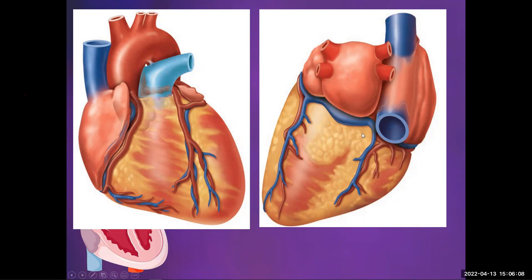But blood is never blue or green. Always remember that. The reason why they color it blue and green here is just to identify the vessels where deoxygenated blood is running and where oxygenated blood is running.